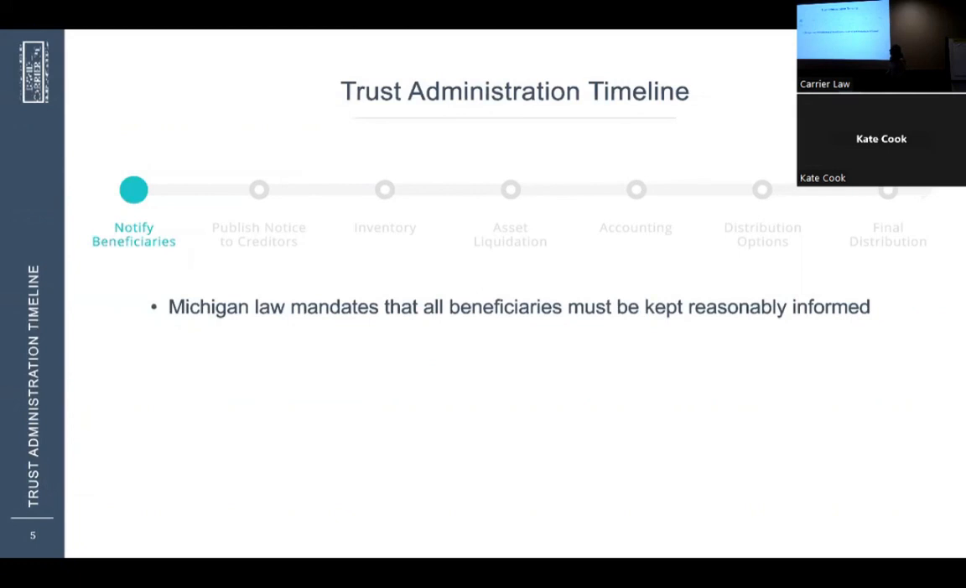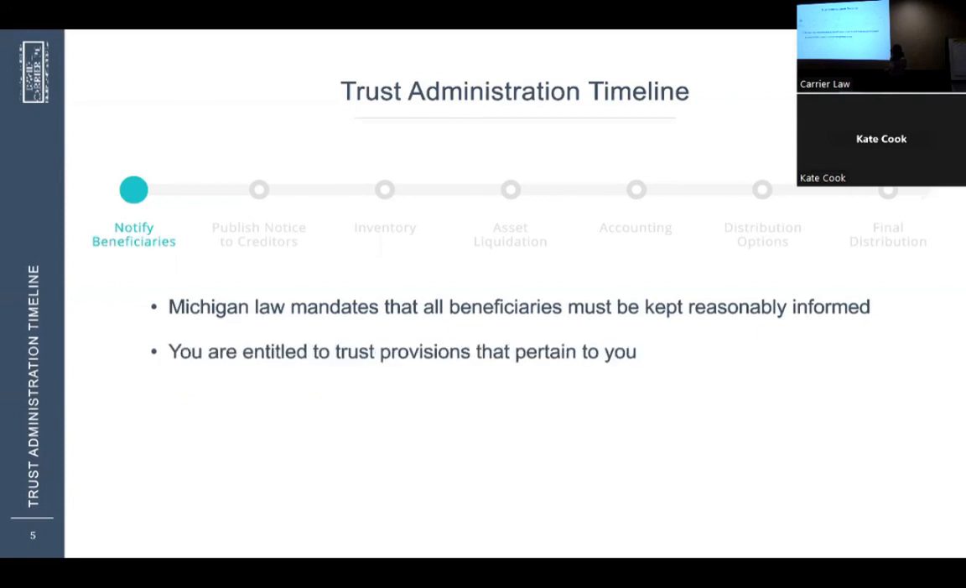So again, that timeline for trust administration begins after your loved one has passed, and Michigan law mandates that all beneficiaries must be kept reasonably informed throughout the trust administration process. Typically, what this means is the trustee is responsible for, number one, notifying all of the beneficiaries that they are a beneficiary and that their loved one has passed away. And to give you an idea of about how long the process will take before distributions are made to each beneficiary out of the trust.